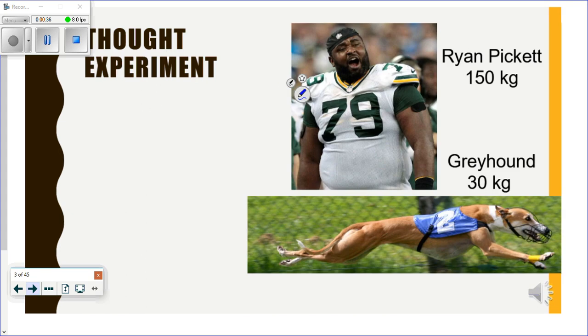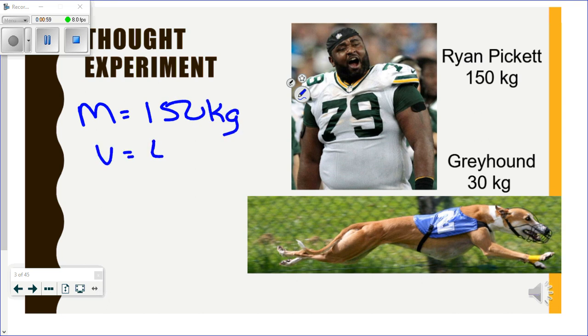So let's get started. I want to open up with a little thought experiment. My question is, you're standing there in the grass on a sunny day, and all of a sudden, Ryan Pickett from the Green Bay Packers comes along and wants to tackle you. You look at Ryan Pickett, he's got a mass of about 150 kilograms. And he can move at a velocity of about 4 meters per second. And you say, oh no.